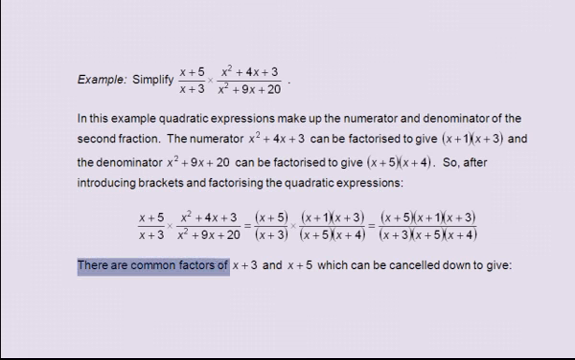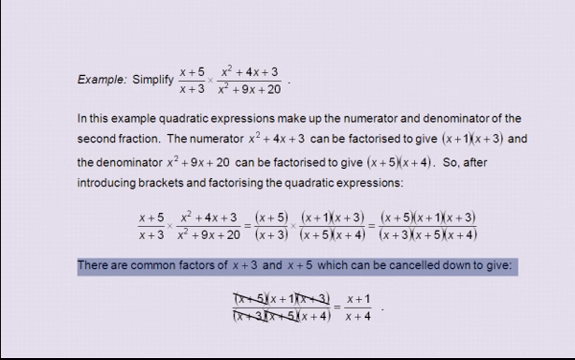There are common factors of x plus 3 and x plus 5, which can be cancelled down to give (x plus 1) divided by (x plus 4).